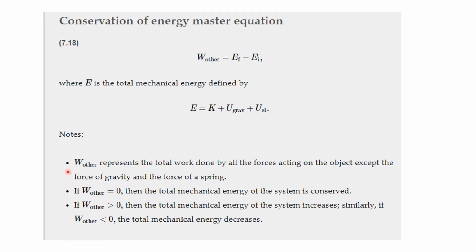The work sub other represents the total work done by all forces acting on objects except the force of gravity and the force of the spring. If that's equal to 0, then the total mechanical energy of the system is conserved. If it's greater than 0, then the total mechanical energy of the system increases. And similarly, if W other is less than 0, the total mechanical energy decreases. And it could be, for example, turned into heat energy.